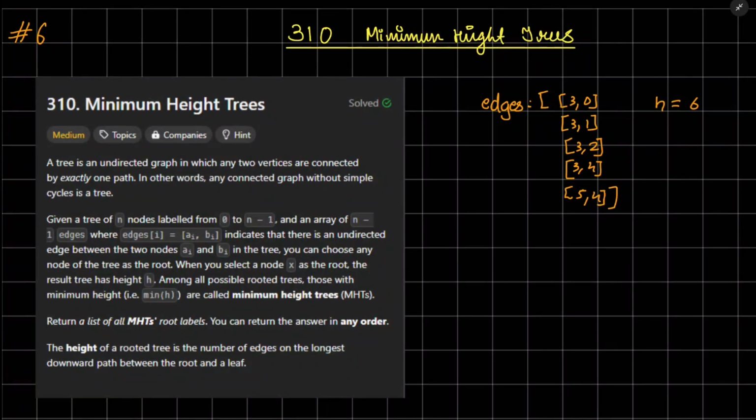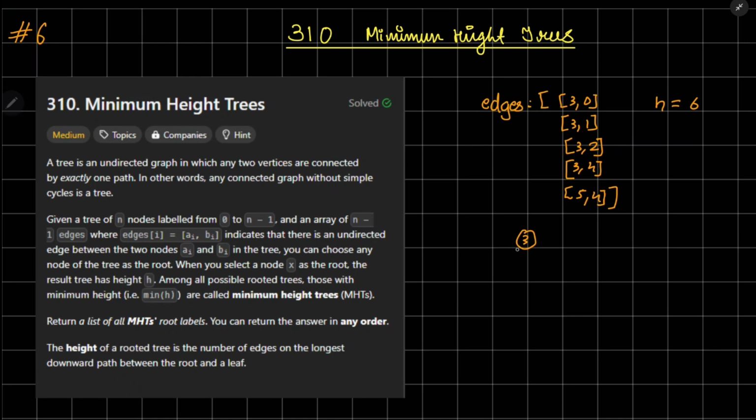Hello everyone, so let's look at LeetCode problem number 310, minimum height trees. In this question, we are given a graph, and for that we are given the matrix edges as we are usually given in a graph question. So for this example, let's say this is our matrix. So let's construct the graph.